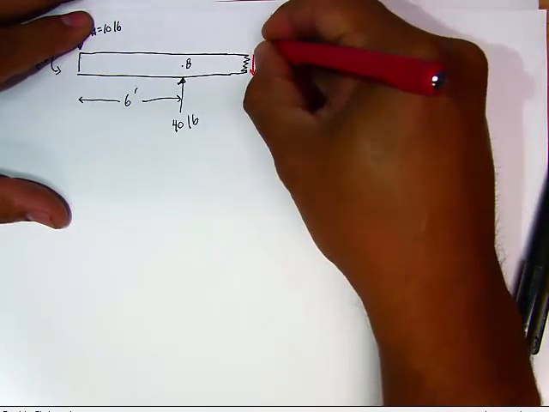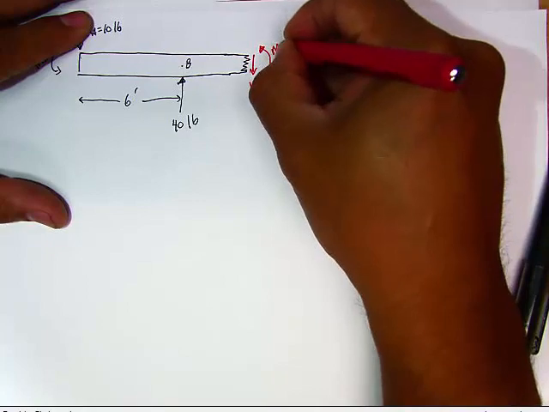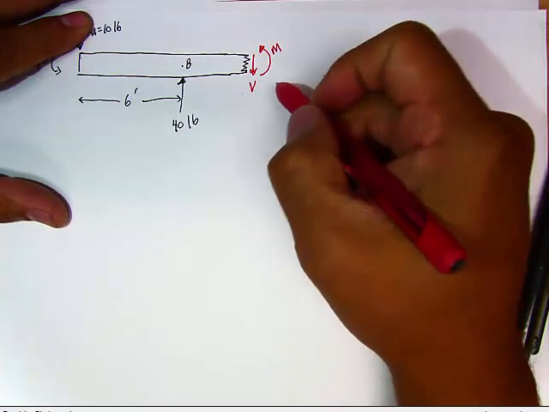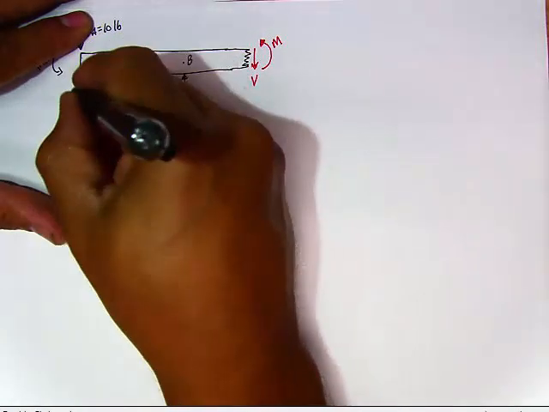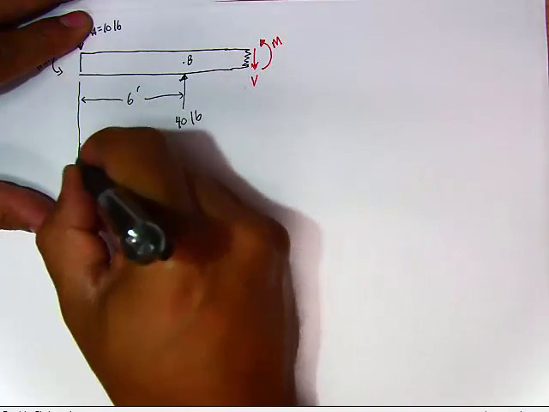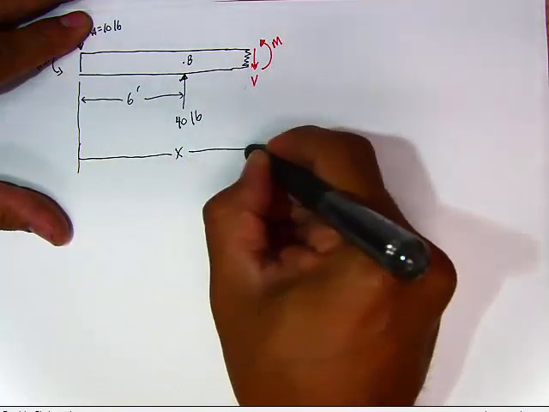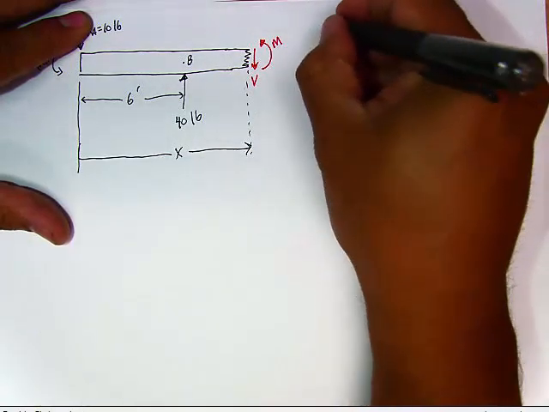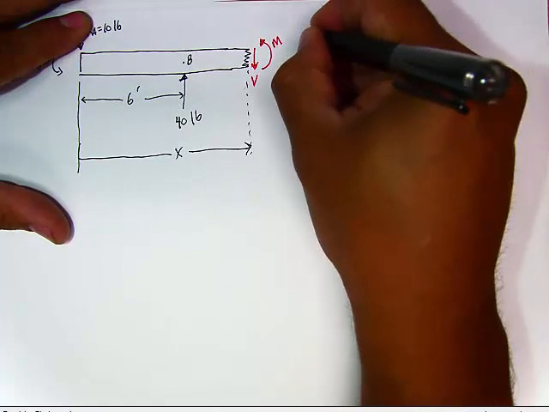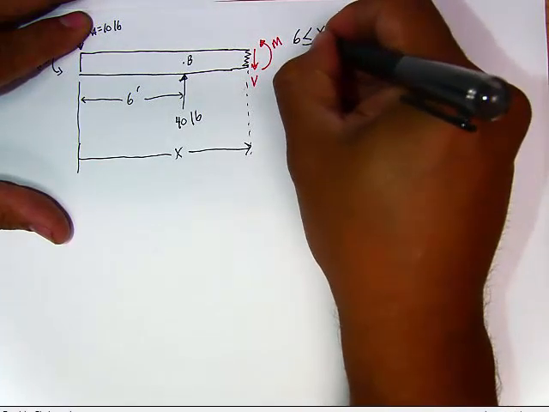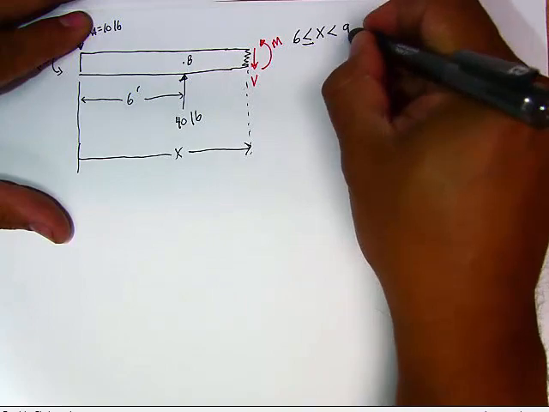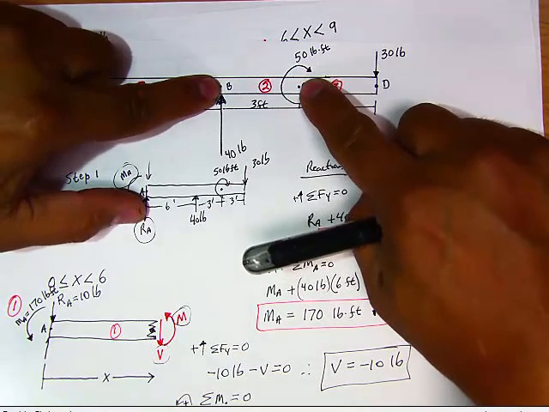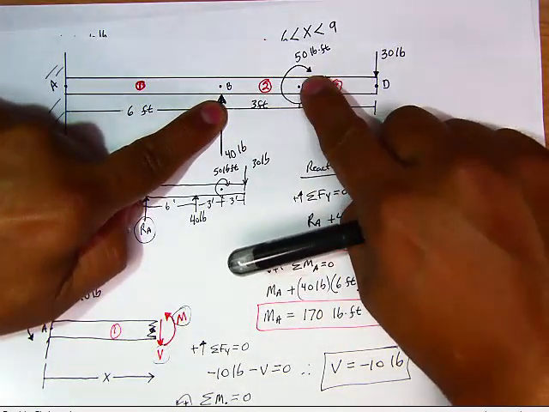All right. Let's go ahead and add V, M. Again, never forget that this has to produce a clockwise, and this has to produce a happy face. One thing that we're missing is our location, X. That's where we made our cut. We made our cut a distance of X. But in this particular case, X can only be between 6 and 9. In other words, between here and here. This is 6 plus 3, 9.